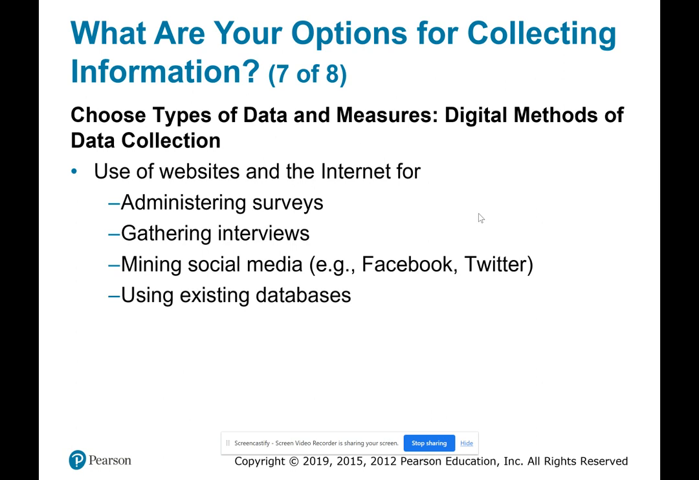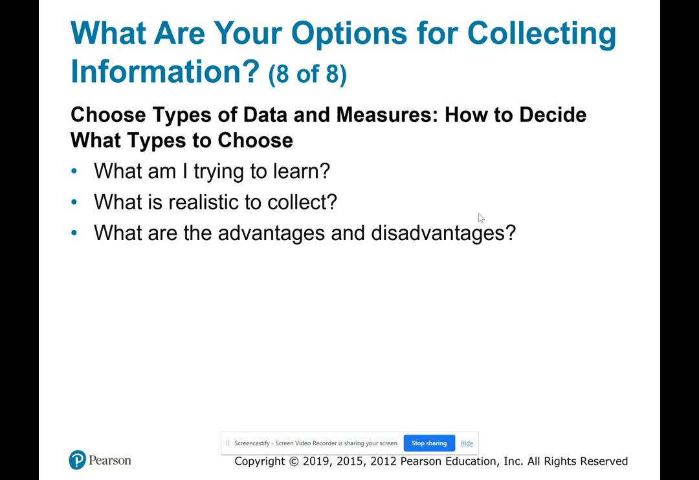Currently, digital methods of data collection include the use of websites and the internet for administering surveys, gathering interview data, mining social media data, or using existing databases for analysis. So, to select your data sources, you're going to ask yourself three questions. What am I trying to learn about my participants from my research questions and hypothesis? What information can you realistically collect? And then, how do the advantages of the data collection compare with its disadvantages?